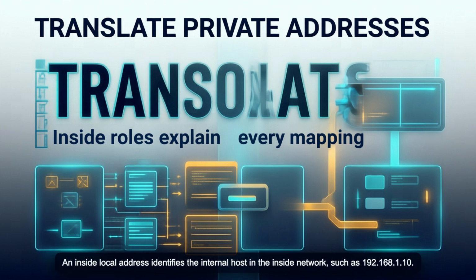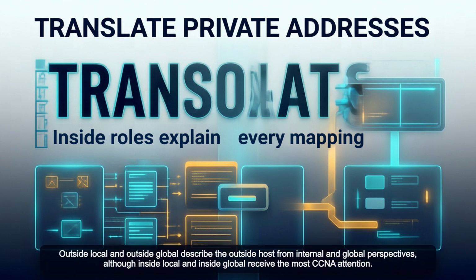An inside local address identifies the internal host in the inside network, such as 192.168.1.10. An inside global address represents that host externally, such as 203.0.113.10. Outside local and outside global describe the outside host from internal and global perspectives, although inside local and inside global receive the most CCNA attention.